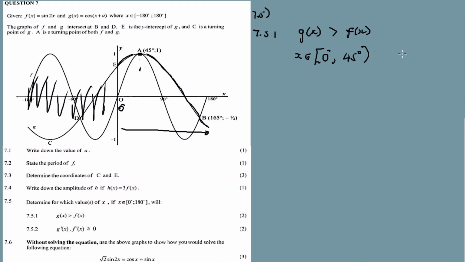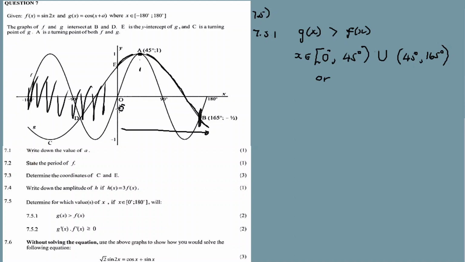From 45, we exclude 45 degrees, all the way up to here, 165 degrees. We also exclude that. We unite these intervals. Or you can write it like this: g is above, f is below, g is above, f is below, from 0 degrees all the way up to 165.